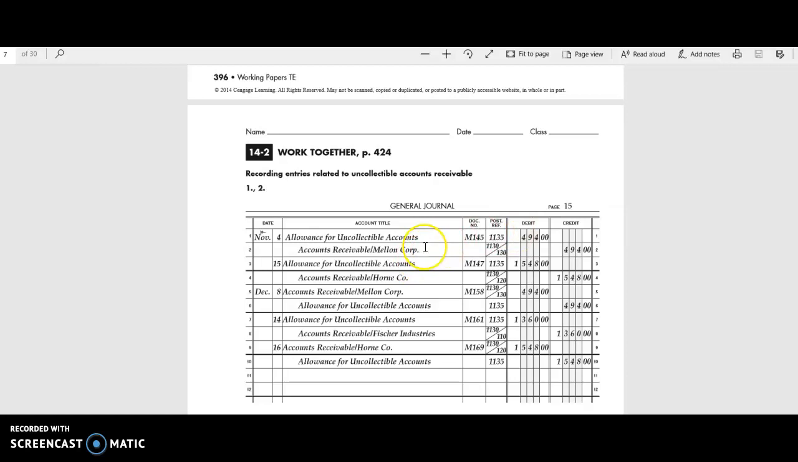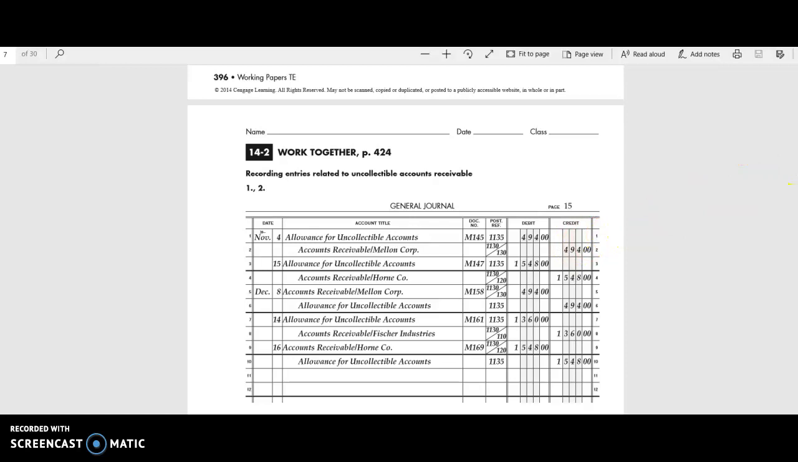However, what we're going to do next is credit account receivable, both account receivable and the name of the customer, in this case Mellon Corporation. So notice when we get to posting, you have to put your slash here. We have to post both accounts receivable and the individual customer, in this case Mellon Corporation. And so we're crediting account receivable. And normally that's a good thing. In this case that's bad, because we're saying, you know what, we're not going to collect those dollars.